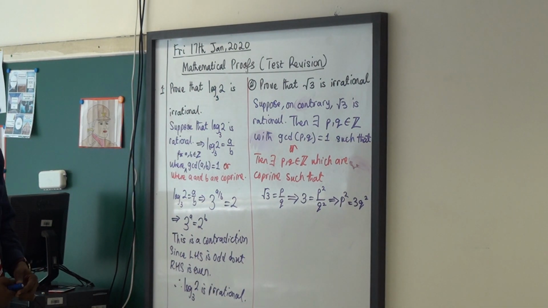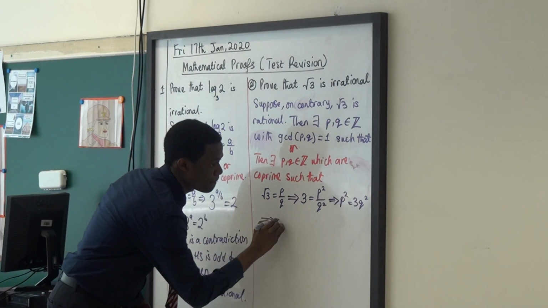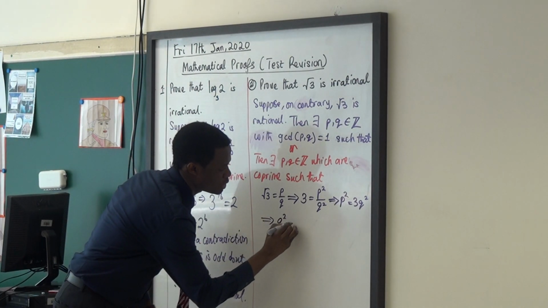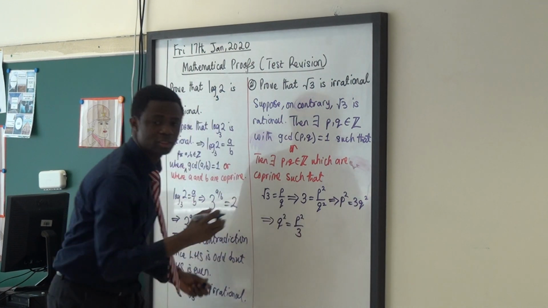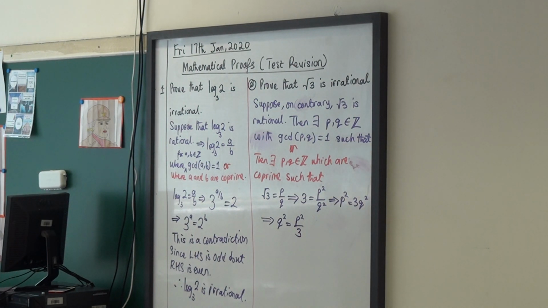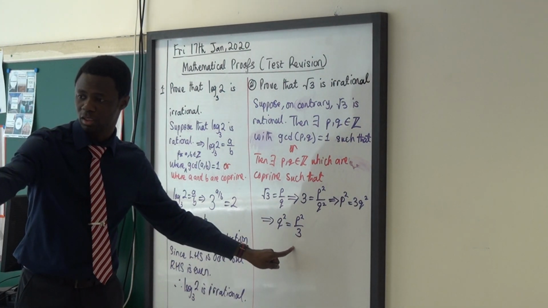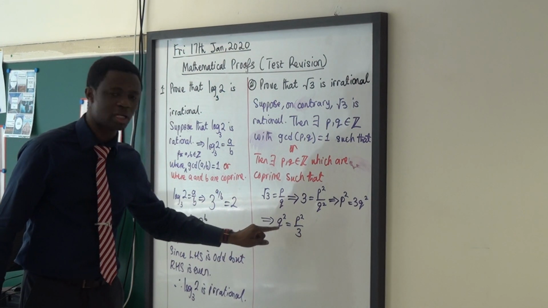p equals 3. I'll help you here. This implies that q squared equals p squared over 3, correct? What does that say about q squared? Yes, I just wrote q squared equals this over 3, right? Do you understand? Are you following? So what does that say about q squared?